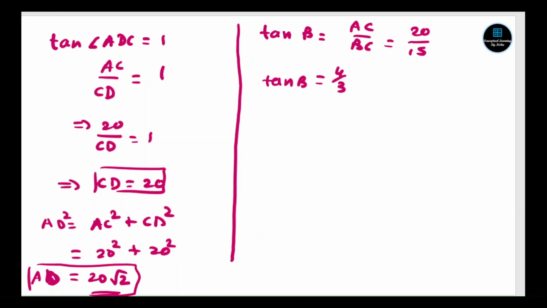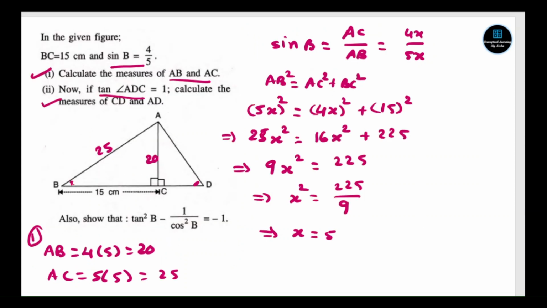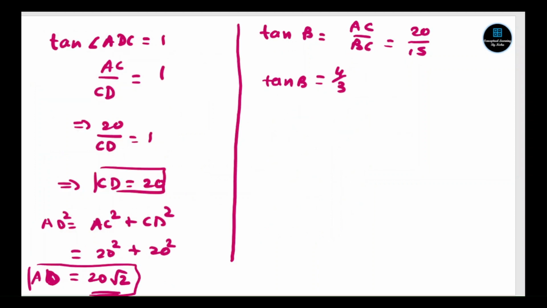Okay. Now from the figure again, cos B. So cos B is what? Base to hypotenuse. So which is 15 upon 25. So let me write this. Cos B equals BC to AB, which equals 15 to 25, and this gives me 3 over 5. Alright. And now I'll take LHS.